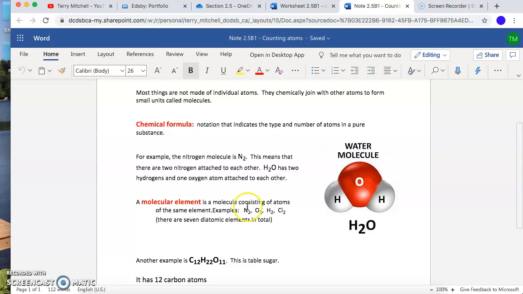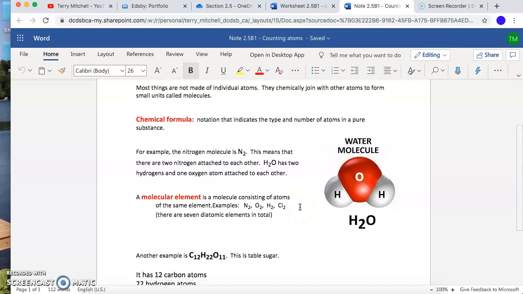Another common element in the air around us is nitrogen. 78% of what's in the air around us is nitrogen, 21% is oxygen. So these two diatomic molecules make up 99% of what's around you in the room right now. And then we have some other diatomic molecules: hydrogen, chlorine, fluorine, bromine. Those are all found in pairs in nature.